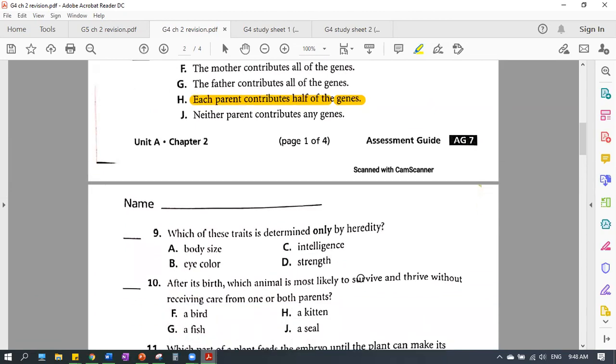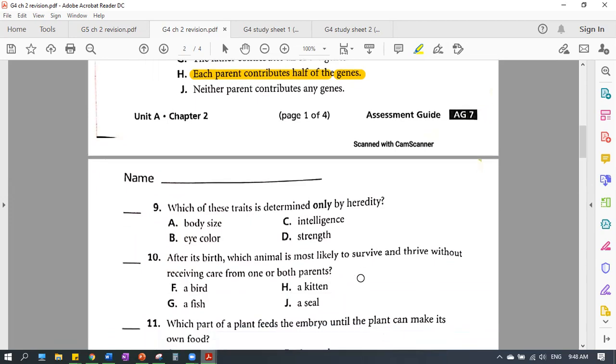Abdurrahman Karim, you can answer number 9. Which of these traits is determined only by heredity? So, what do you mean again by heredity? It's the genes or the characteristics or the features that pass to you from your parents. So, what do you think is actually passed by heredity? Body size, the eye color, the intelligence, or the strengths?